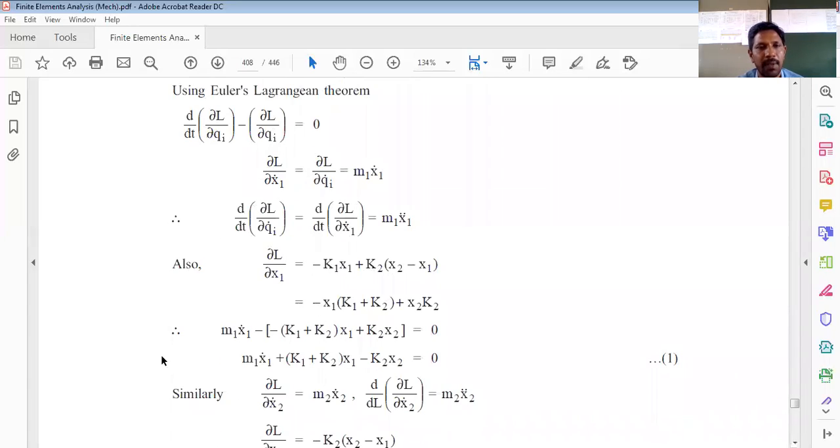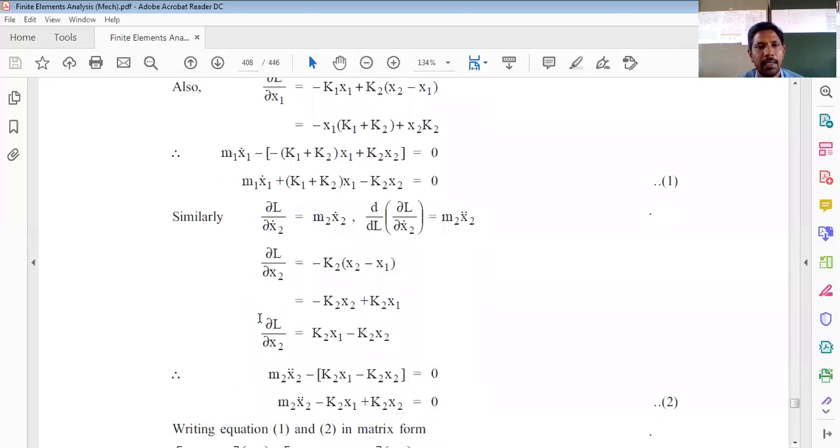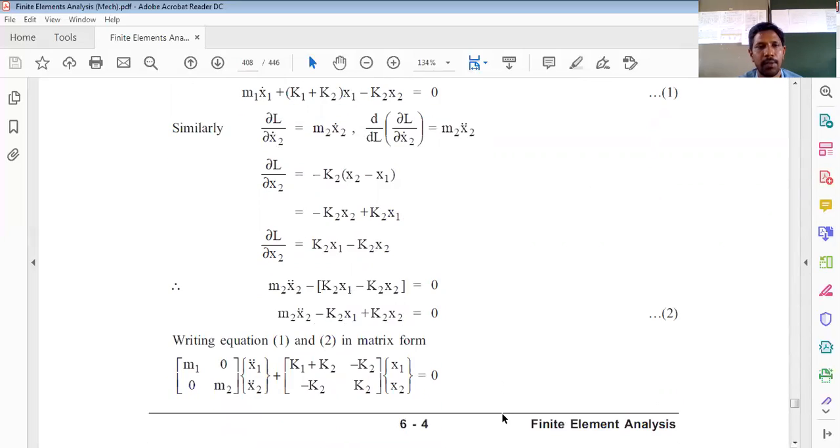When you simplify this, ultimately we will get the equation m1 x1 double dot plus k1 plus k2 into x1 minus k2 x2, with a small correction: x1 double dot. Similarly, if you differentiate with respect to x2 dot and x2, we get the equation m2 x2 double dot minus k2 x1 plus k2 x2 is equal to 0.